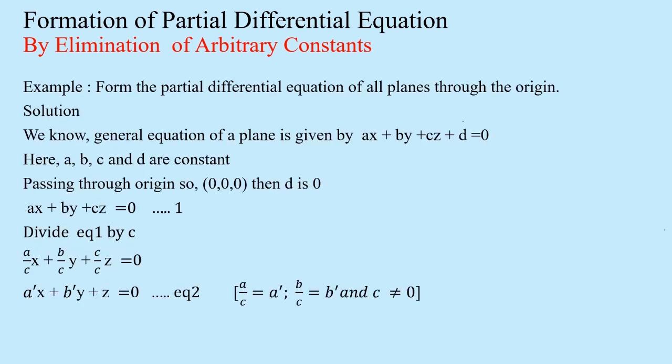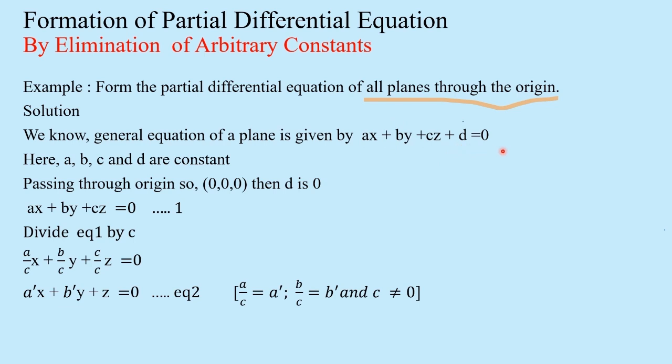This example says form the partial differential equation of all planes passing through the origin. So here they have asked us about the PDE of all planes passing through the origin. Solution. We know the general equation of a plane is ax plus by plus cz plus d is equal to 0. Here a, b, c and d are all constants.